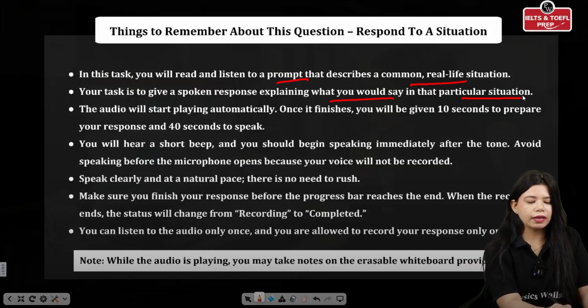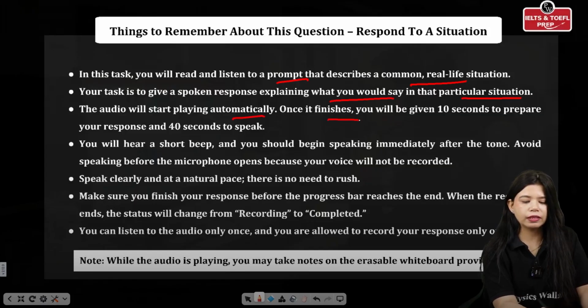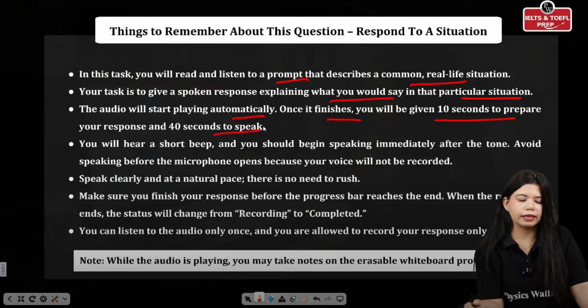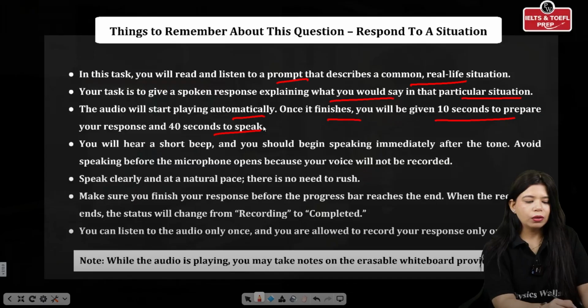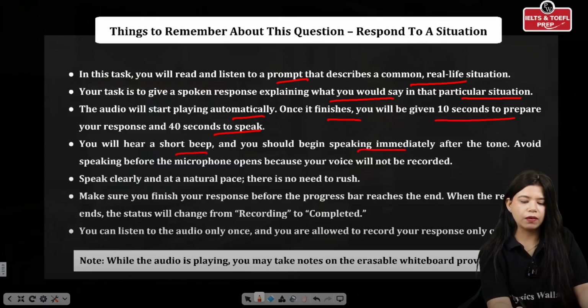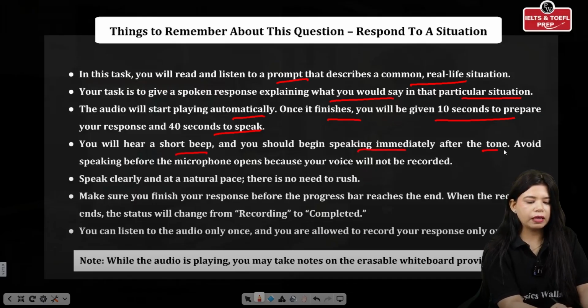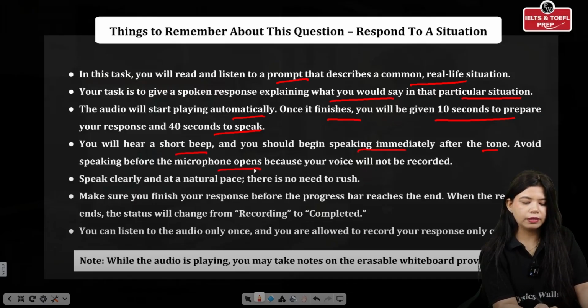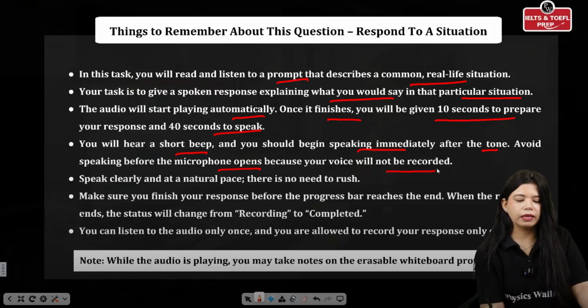The audio will start playing automatically. Once it finishes, you will be given 10 seconds to prepare your response and 40 seconds to speak. I believe these extra 10 seconds that you are being given are super crucial. If you use them nicely, you will be able to ace this question type. You will hear a short beep and you should begin speaking immediately after the tone. Avoid speaking before the microphone opens because your voice will not be recorded. So wait for the beep.